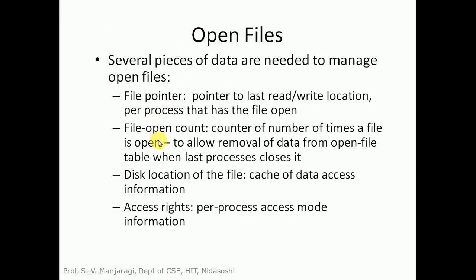The next one is the file open count. It is a counter indicating how many times the file is open, that is, how many times the file is opened by processes. That is called the file open count. The next one is the disk location of the file. It provides the information about the location of the file on secondary storage devices like the hard disk.